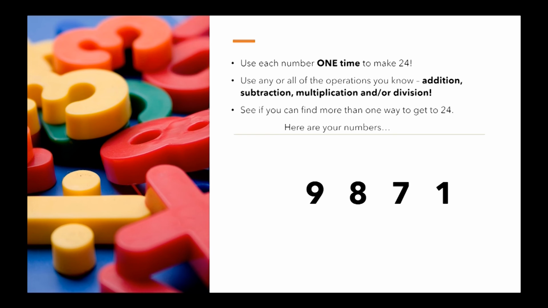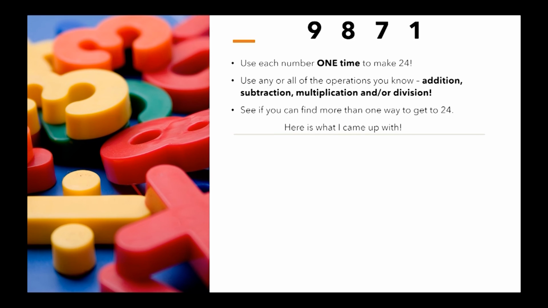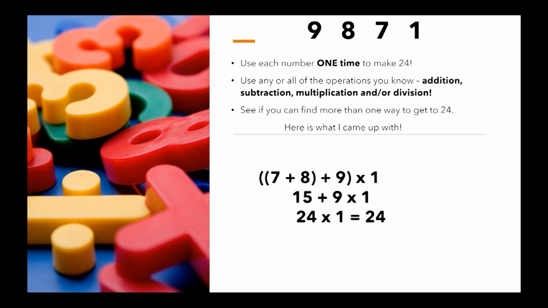Here are your numbers, 9, 8, 7, 1. I wonder what you are thinking. Here is what I came up with. 7 plus 8 plus 9 times 1. 7 plus 8 is 15. 15 plus 9 is 24, and 24 times 1 is 24.